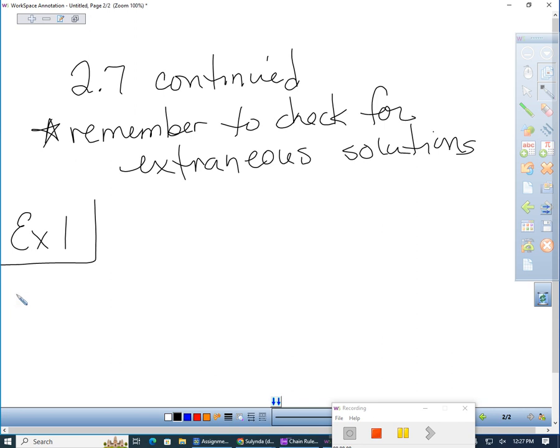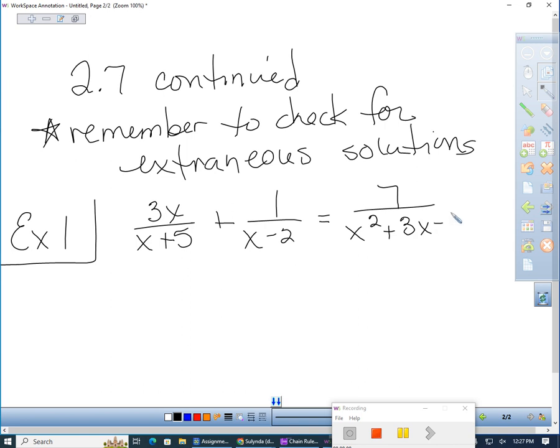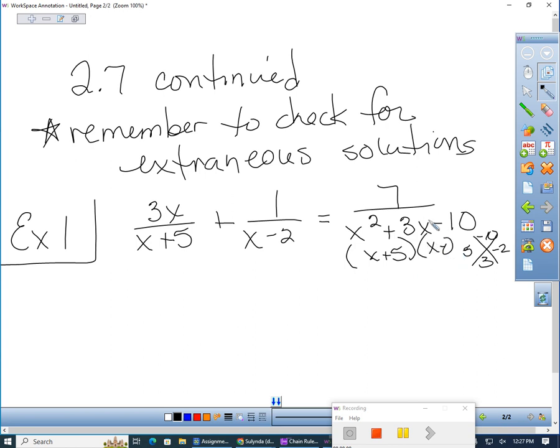Let's say I have 3x over x plus 5 plus 1 over x minus 2 equals 7 over x squared plus 3x minus 10. So the very first step is to factor everywhere. So we can factor this one, draw x, negative 10 on top, 3 on the bottom. This factors to 5 and negative 2. So we have x plus 5 and x minus 2.